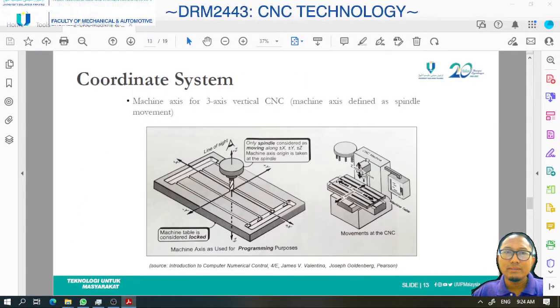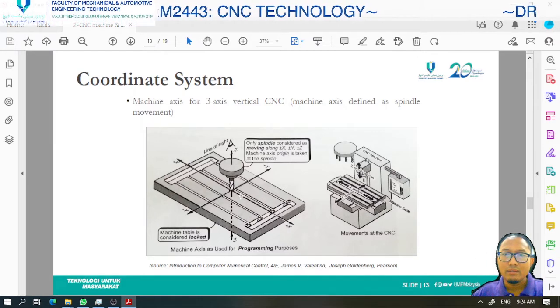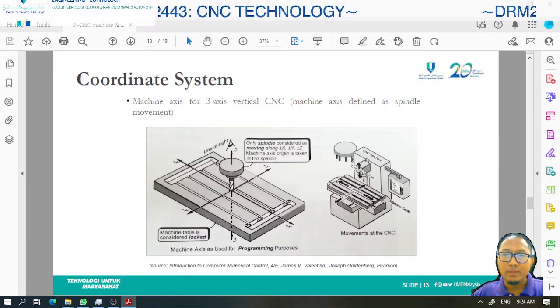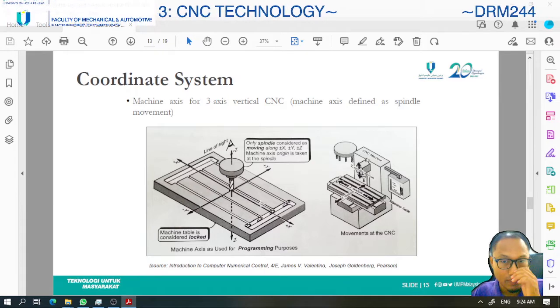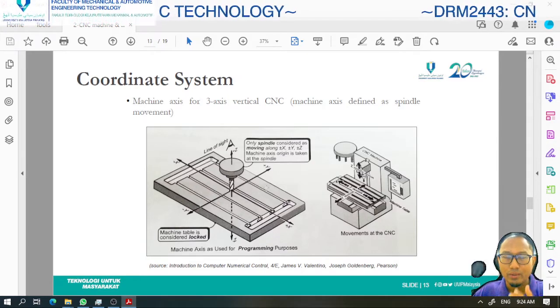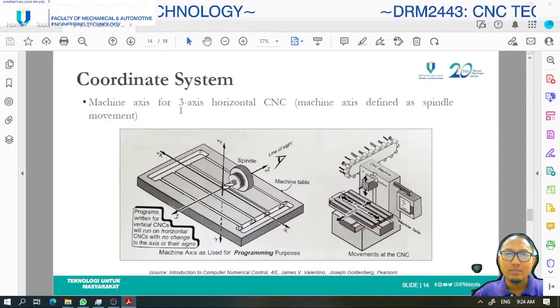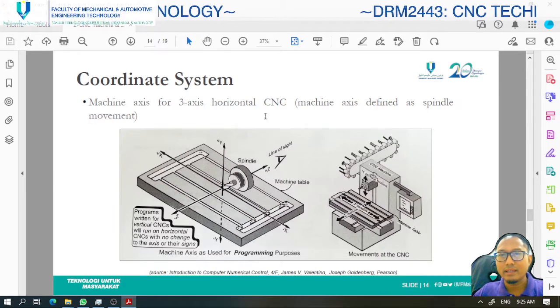Okay, so the coordinate system, we have three axis vertical CNC machine. Okay, it can only move at x, y and z axis. So we can use our right hand rule to determine which direction is the positive. And then we have machine axis for three axis horizontal CNC machine.